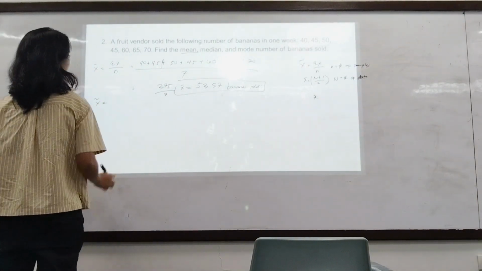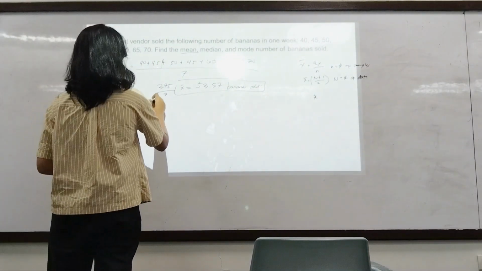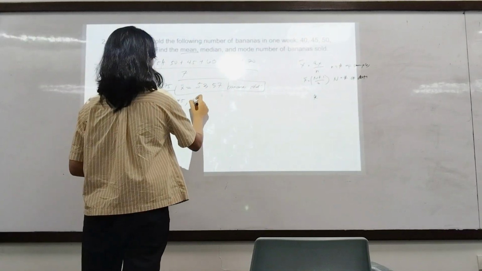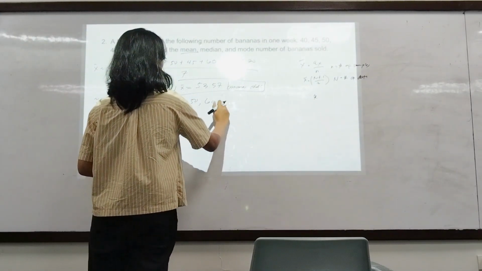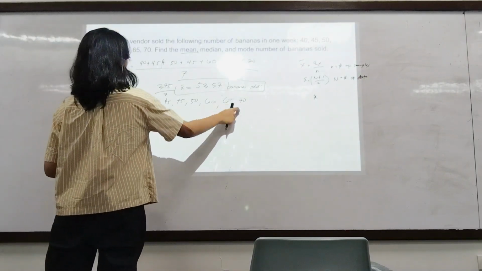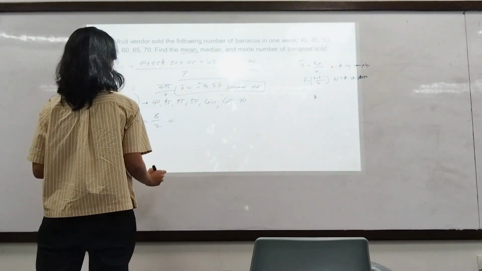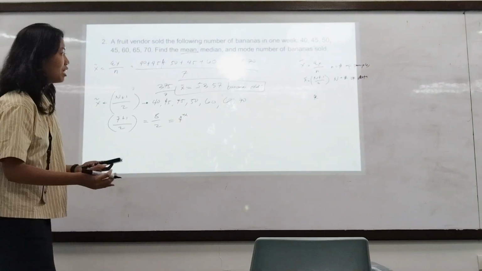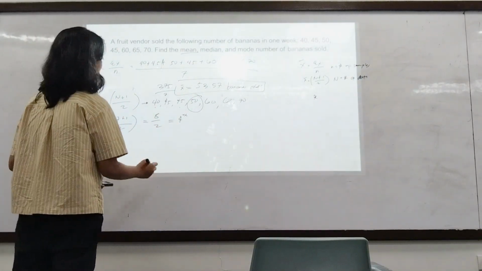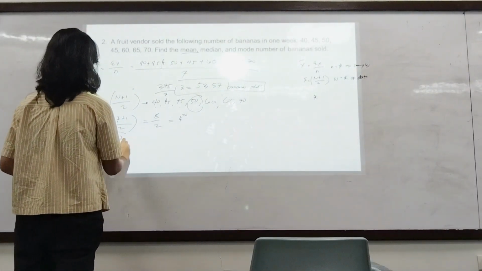Alright. Now number 2. Next is the median. The formula is n plus 1 over 2. We're gonna arrange it into ascending order, up to 70. We're gonna count how many data there are: 1, 2, 3, 4, 5, 6, 7. We add 1 and divide by 2. The answer is 8 over 2 equals 4. So the median for this example is the fourth one. We count 1, 2, 3, 4. This is the fourth one, so the median is 50 bananas.